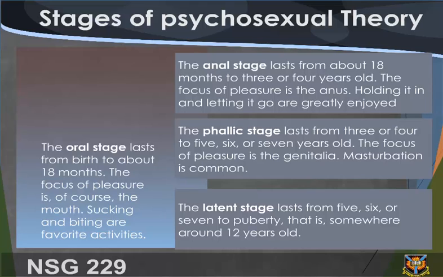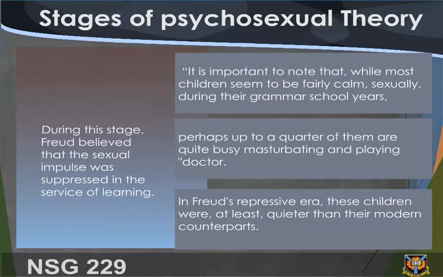The phallic stage lasts from 3 or 4 to 5, 6 or 7 years old. The focus of pleasure is the genitalia. Masturbation is common. The latent stage lasts from 5, 6 or 7 to puberty, that is, somewhere around 12 years old. During this stage, Freud believed that the sexual impulse was suppressed in the service of learning.